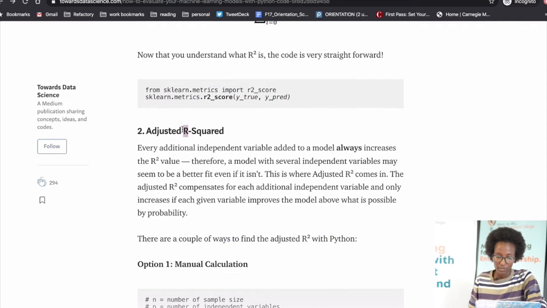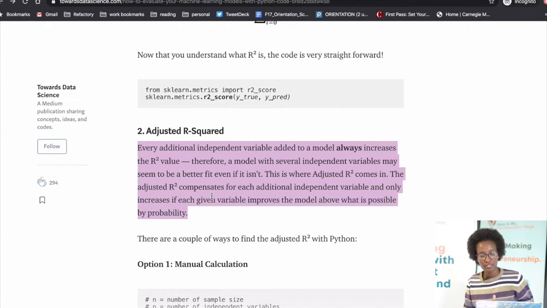Yeah, so this is another measure of model performance, and they're just trying to tell you that the more independent variables or the more features you have, you'll get an increased value of R squared. But that does not necessarily mean that the model is fitting the data very well. So the adjusted R squared comes in to compensate for those additional independent variables and to see, with every additional independent variable, how much better does it improve the model, okay?